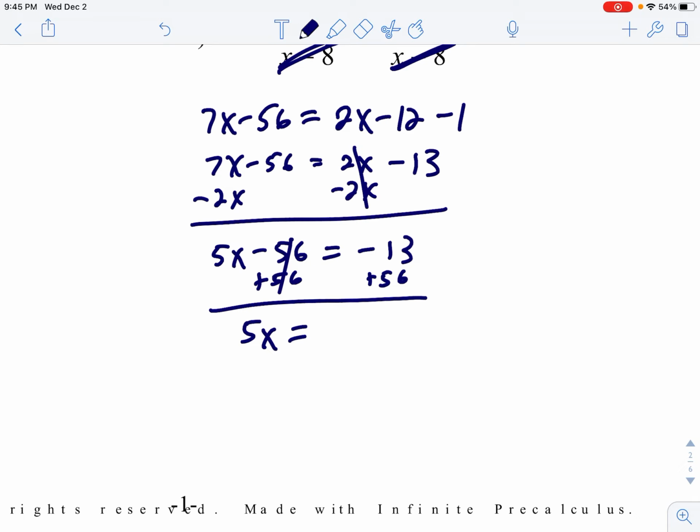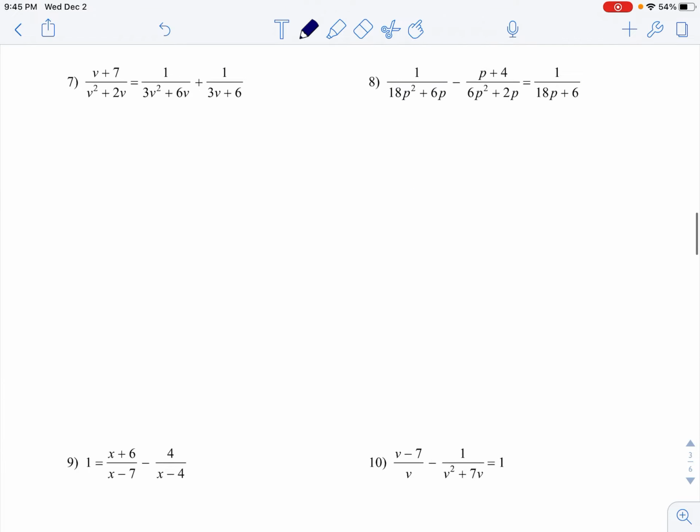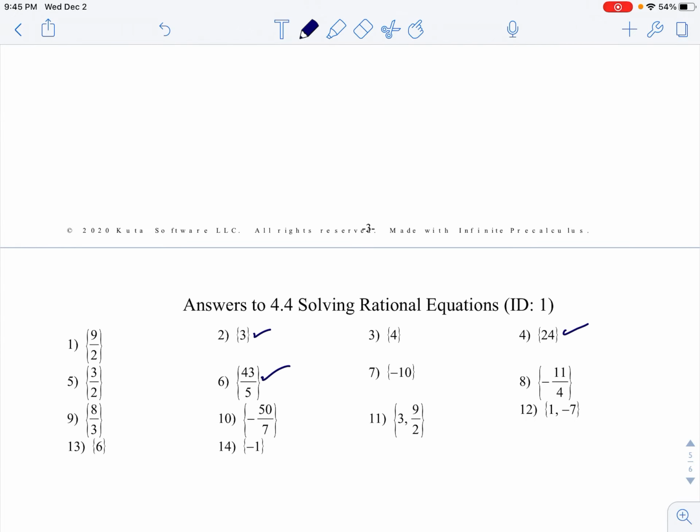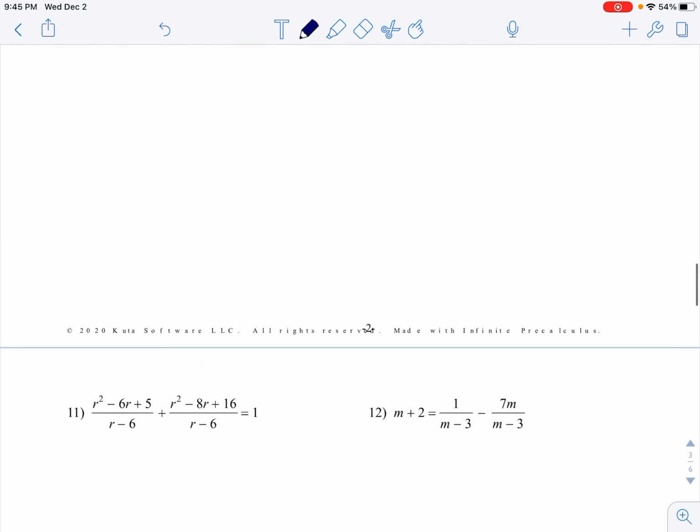5x equals, what, 43? Boy, I'm sure hoping I'm doing my math right. Divide by 5. Of course, 43 doesn't divide by 5. Just leave that as a fraction. And is that the right answer? There it is, 43/5. So far so good.